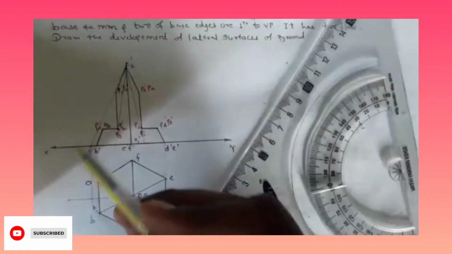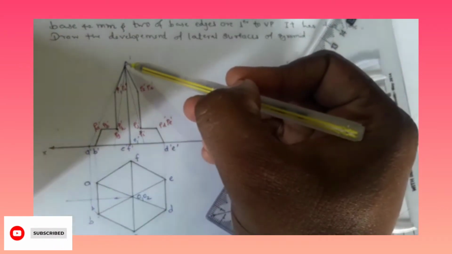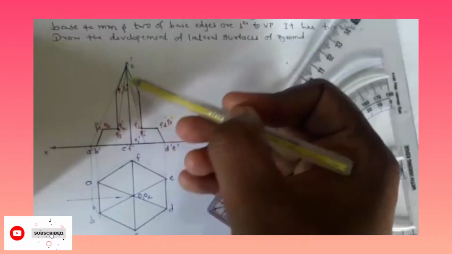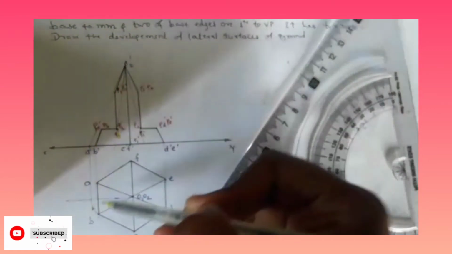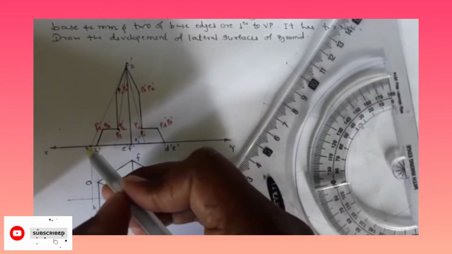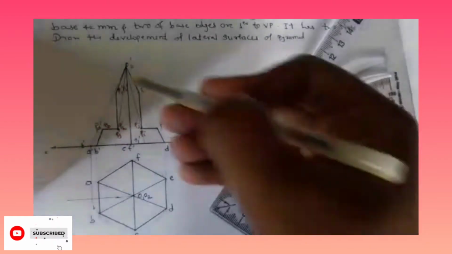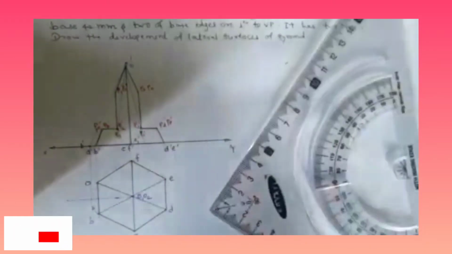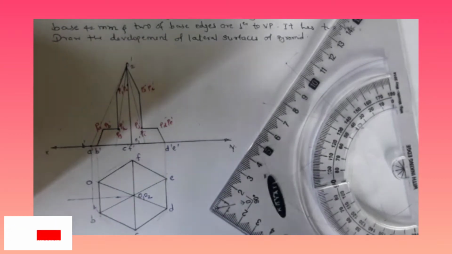So like this, what I did here: from this point O2 dash I have joined here, and like this I have drawn the line. Now, whatever line you are getting here, suppose B dash, it will give the true length.